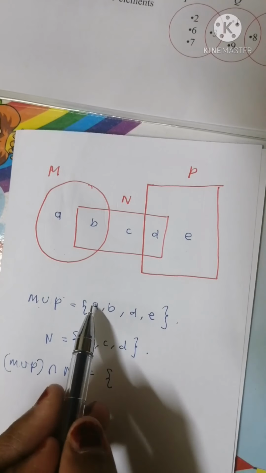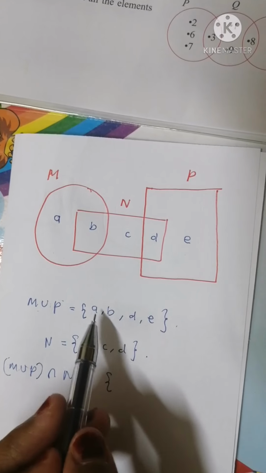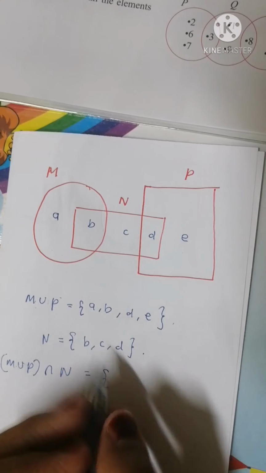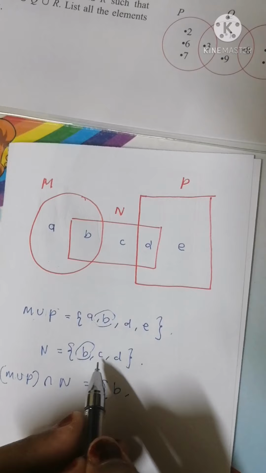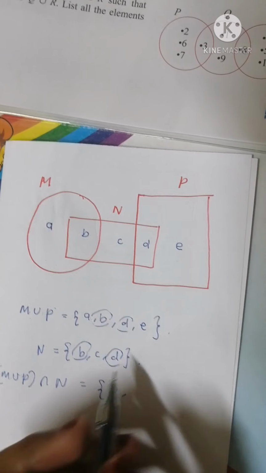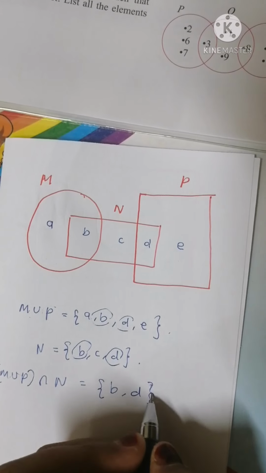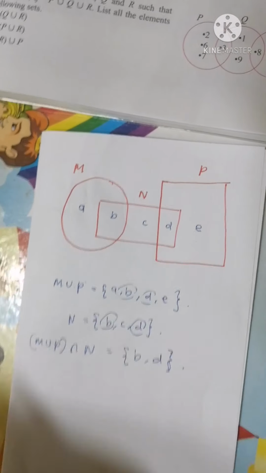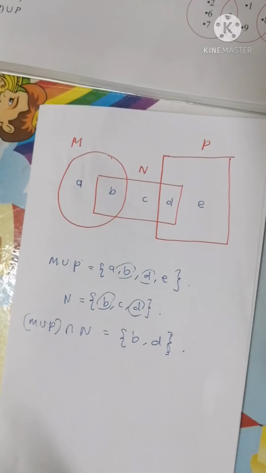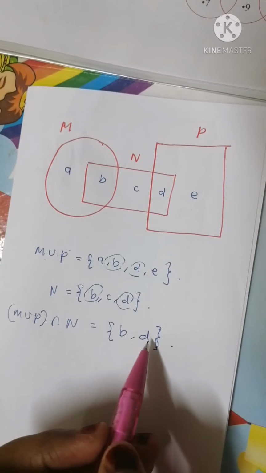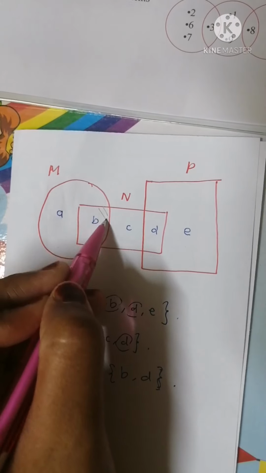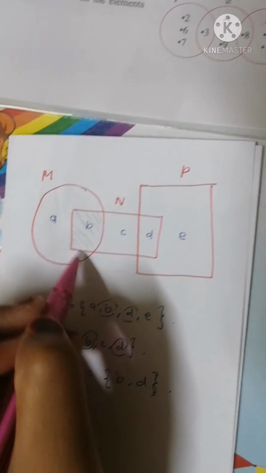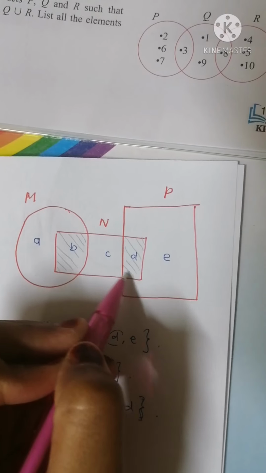So there is no intersection for A. B, okay, we have B, and then B, C, no; C, D, yes, we have D. So now we know which part we need to shade, which is B and D. Part B and D. Which one? B and D. So B and D, like that.